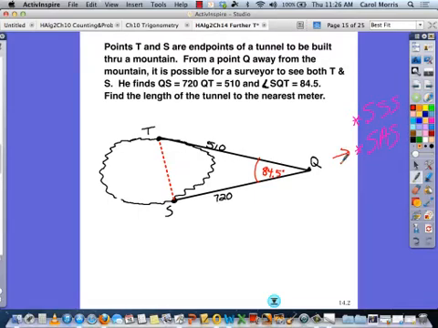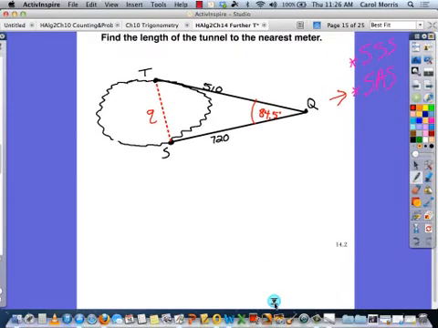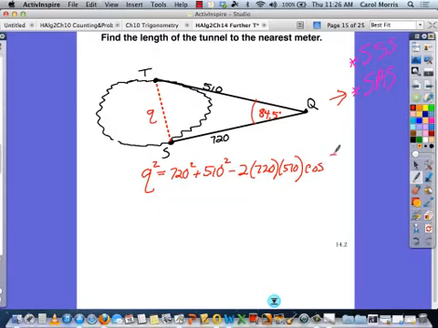The question is, find the length of the tunnel to the nearest meter. The length of the tunnel is basically TS, and it's across from angle Q, so I'm going to call it little q. That's the variable we'll use in our writing. We need that edge, and remember, the edge was opposite the angle in the law of cosines. So we know that little q squared has to equal our two other edges squared, so 720 squared plus 510 squared, minus 2 times 720 times 510 times the cosine of 84.5 degrees.